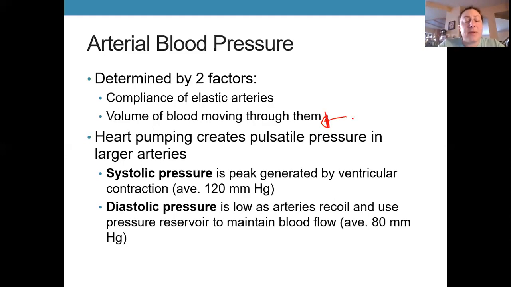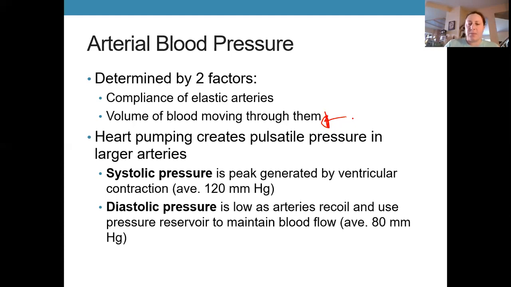And this is going to be relevant because this is a closed system. The blood always goes around and around and around. So changing the volume will actually change the overall pressure. Because the heart pumps and has a beat and then it relaxes and refills, it creates this pulsatile pressure within the largest arteries that are receiving that blood as it pumps.